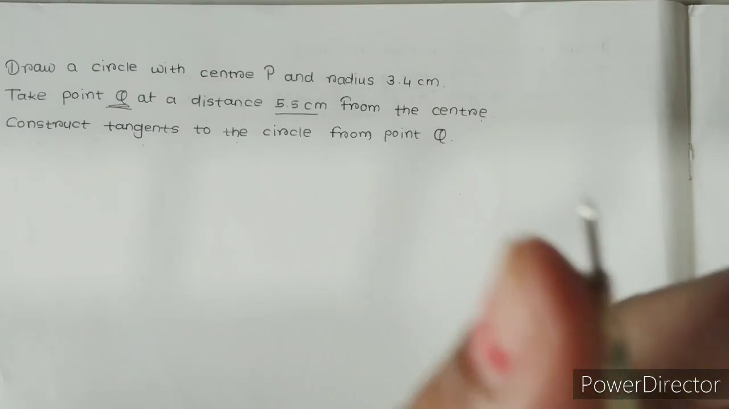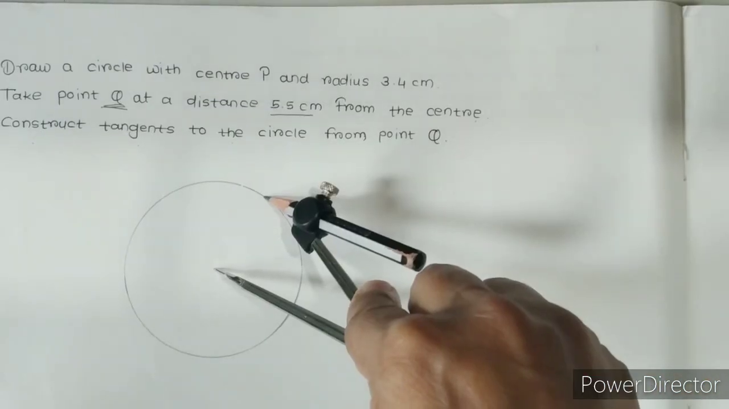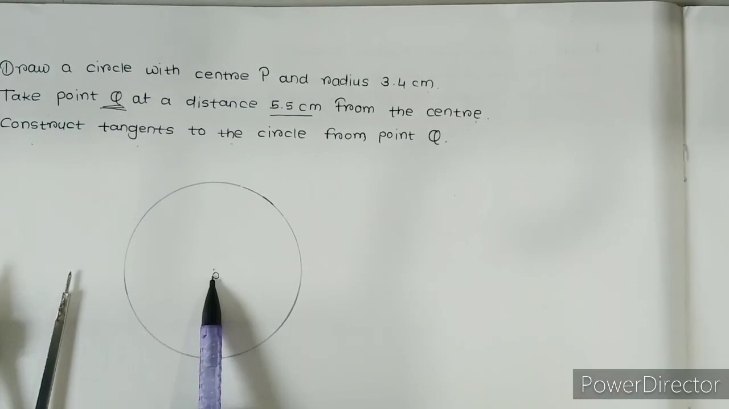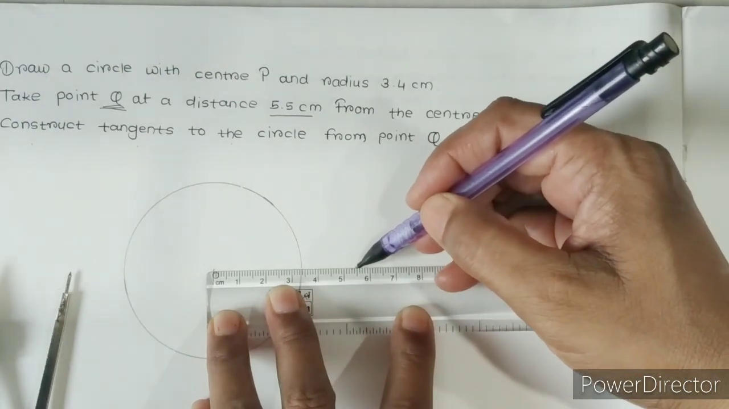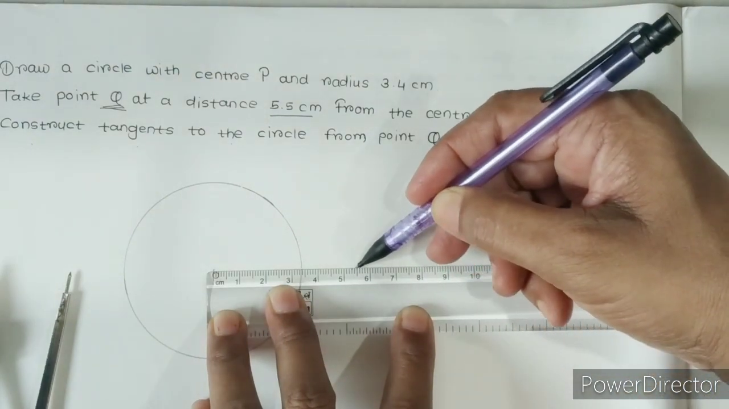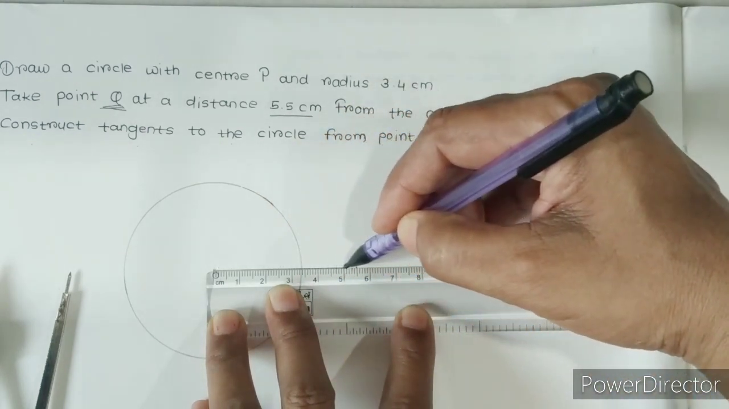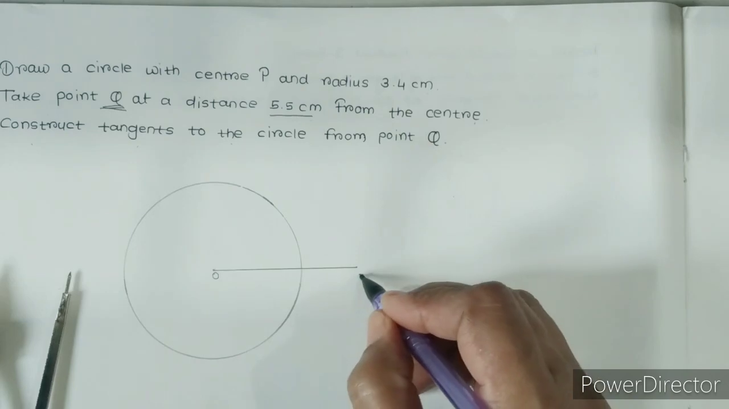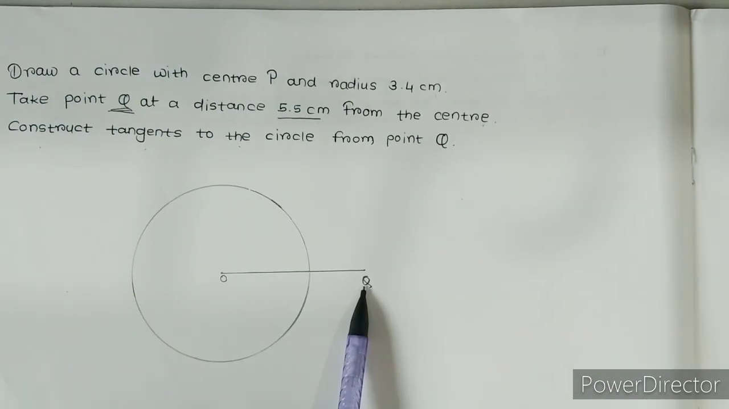Take a distance of 3.4 cm between the tips of the compass. Draw the circle. Let point O be the center of the circle. With the help of a ruler, take point Q at a distance of 5.5 cm from the center and draw segment OQ. This is point Q and this distance is 5.5 cm. Now we have to draw tangents through point Q.